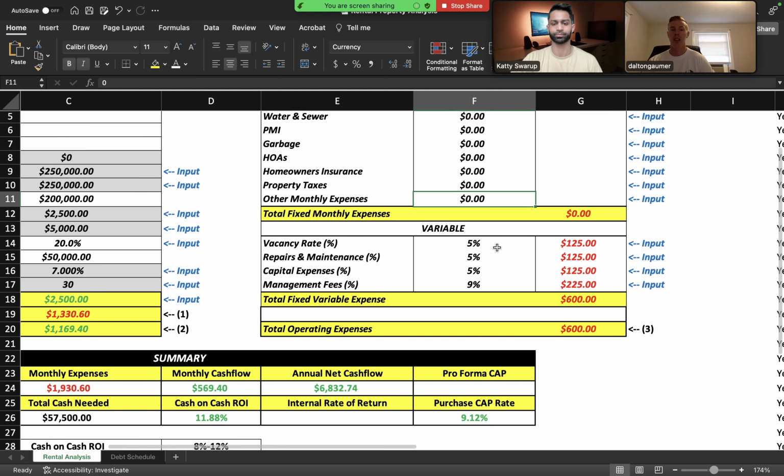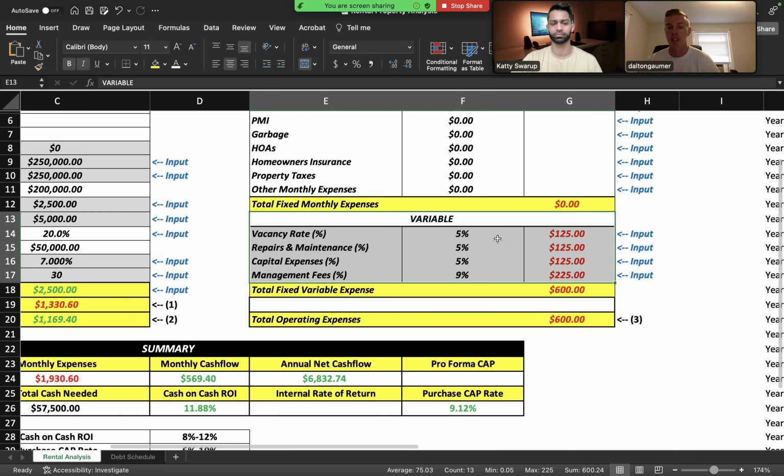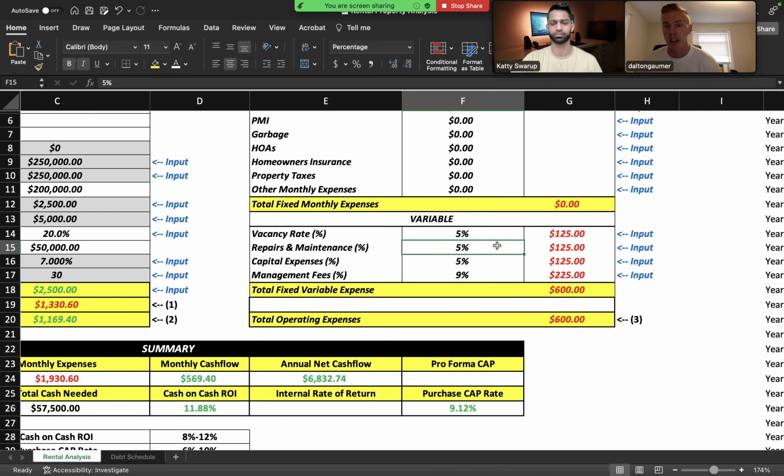And then we come down into the vacancy rates, repairs and maintenance, CapEx, and management fees. Since Caddy and I will be out of state investing, we reached out to a couple property managers. A lot of property managers have their fees right online. Some you do have to call, but we found an average of 9% is more than aggressive enough to make sure the deal works for us.